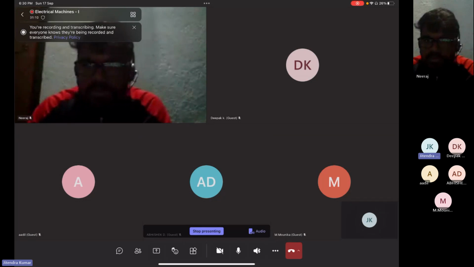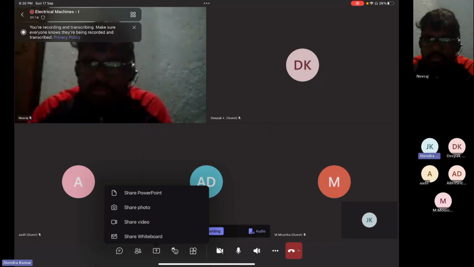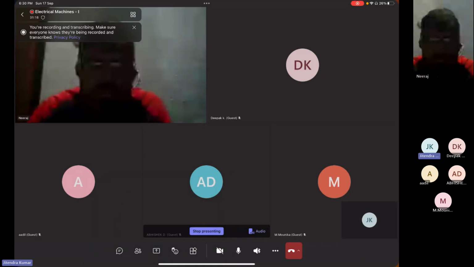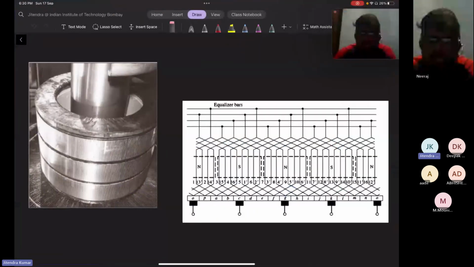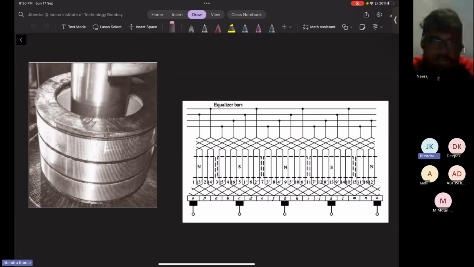Yeah, sorry, I got disconnected somehow. Am I audible right now? Yes, sir. Okay, are you able to see the picture? Yes, sir. Okay, from the configuration you can see, but from the physical machine you might not be able to point out where they are connected.